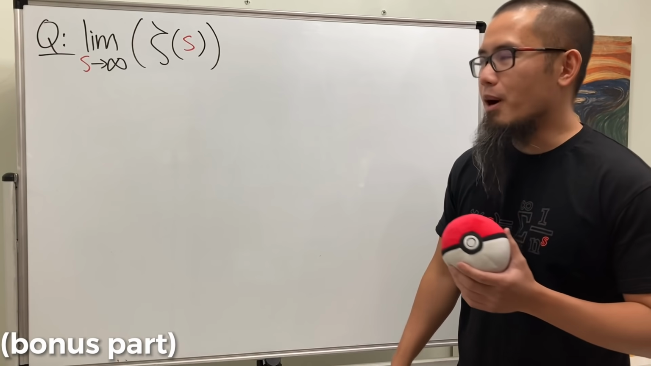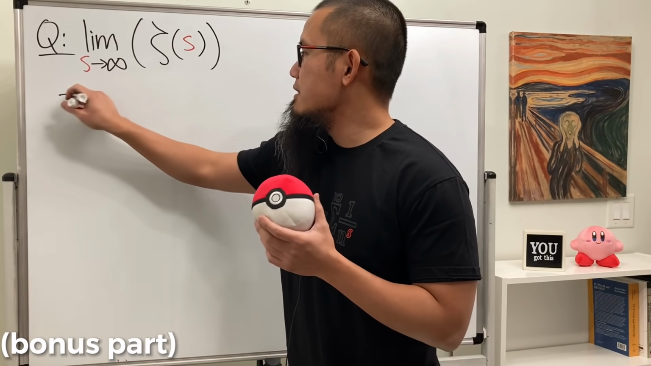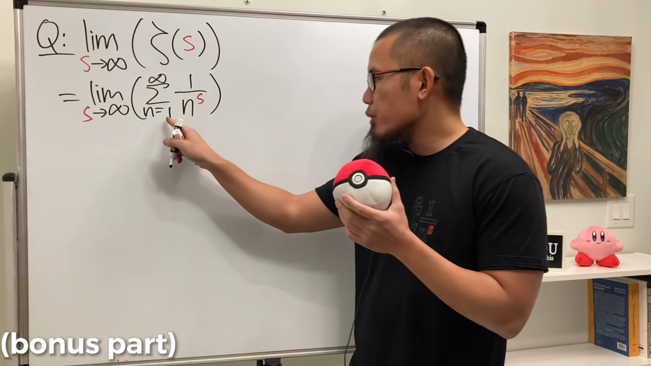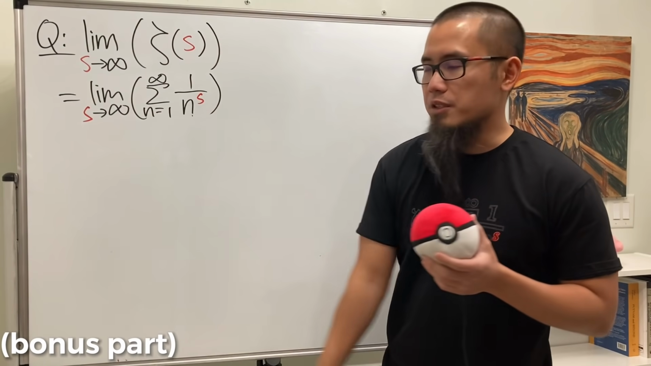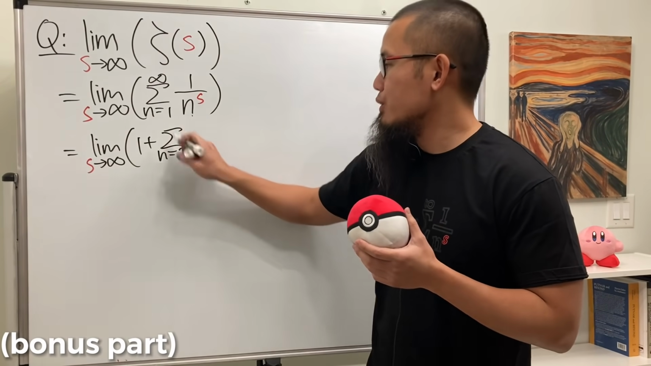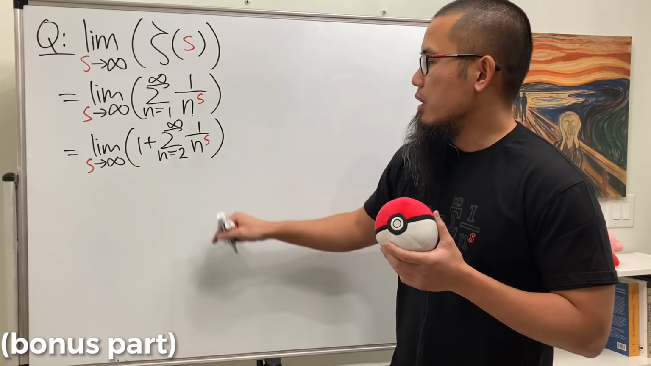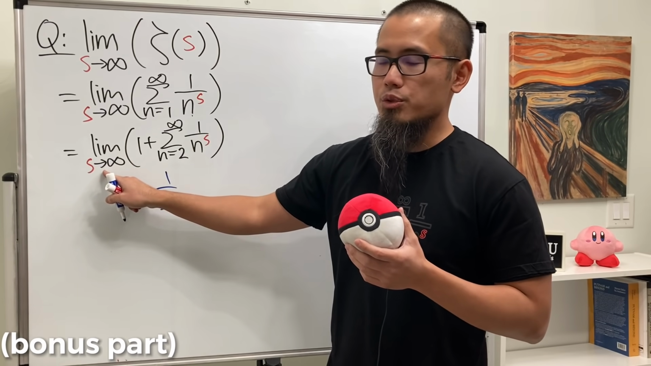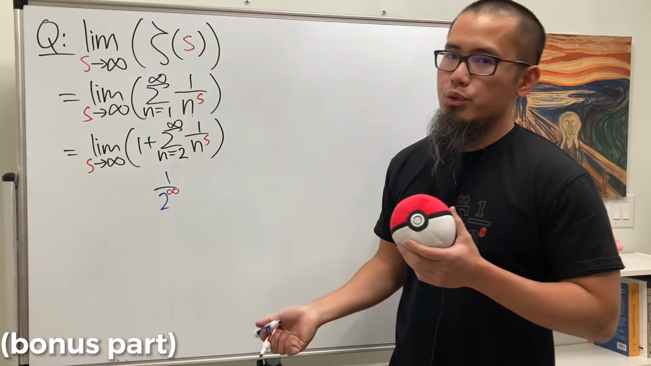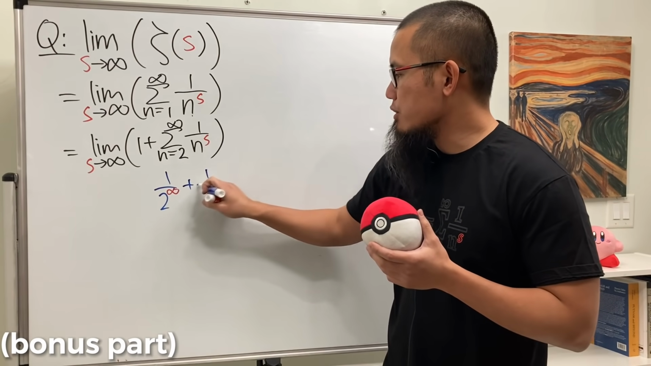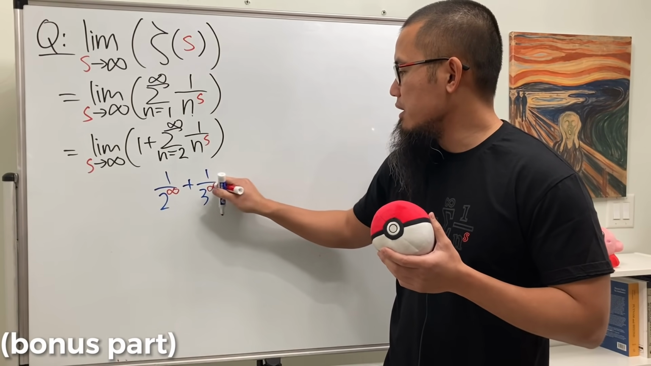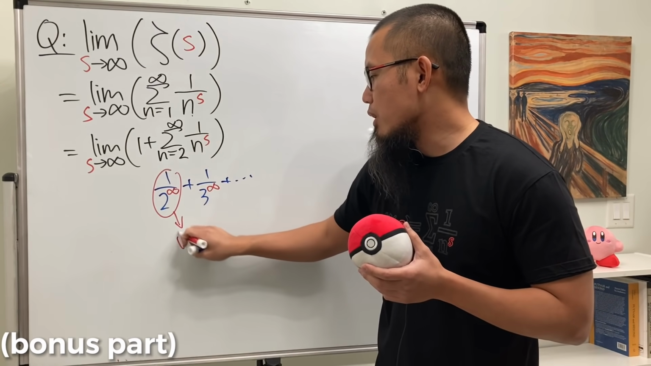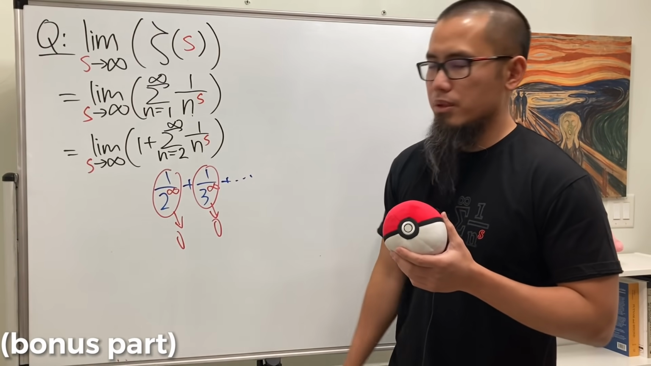Alright, here's the bonus part. Let's figure this out. Of course, this is the same as before. And just like earlier, I'm going to put down the 1 inside here and then squeeze out the first term. If you take a look right here, when you plug in 2, you get 1 over 2 to the s, and you see this right here is s goes to infinity. So we have this, right? 1 over 2 to the infinity. And then the next one is just going to be 1 over 3 to the infinity, and so on, so on, so on. Yes, this right here goes to 0, and yes, this right here goes to 0.